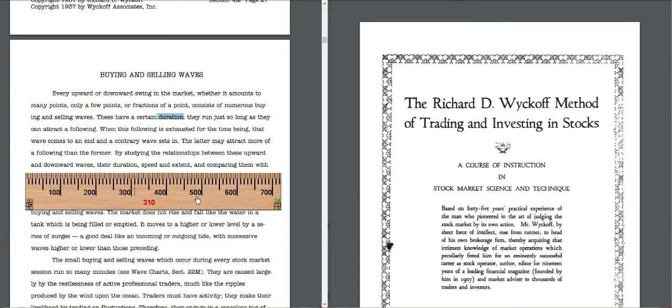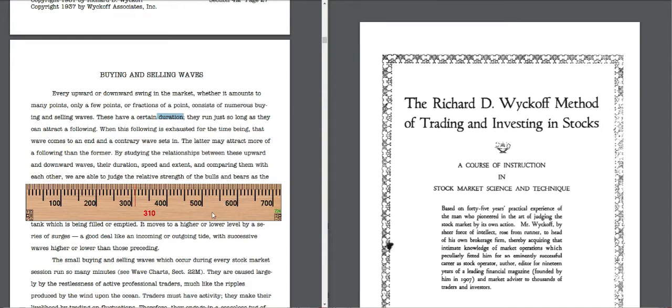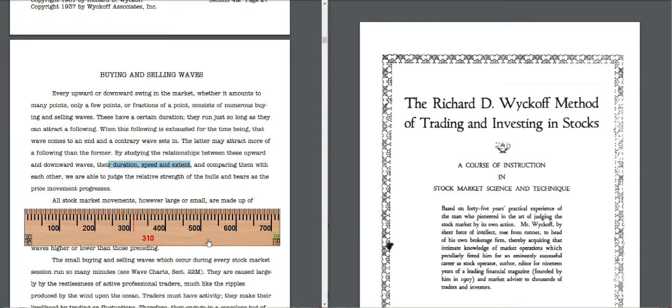By studying the relation between the up and down waves, their duration, speed, and extent. Duration is time. Speed is basically is the move up quick or slow and sluggish. So it's basically time and price. And extent is like how long is the move. Does it go 5 points up, or does it go 10 points up, or does it go 1 point up? And comparing them with each other. So what are you doing? You're taking a look at time, speed, and extent, which is all what? Price and time. By comparing price and time factors of buying and selling waves, we are able to judge the relative strength of the bulls and the bears as price movement progresses.